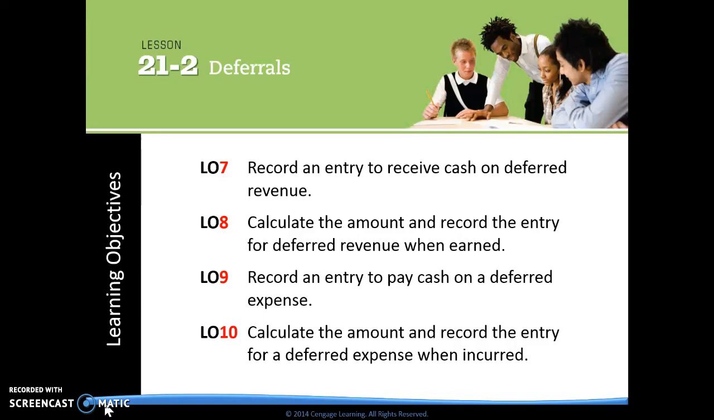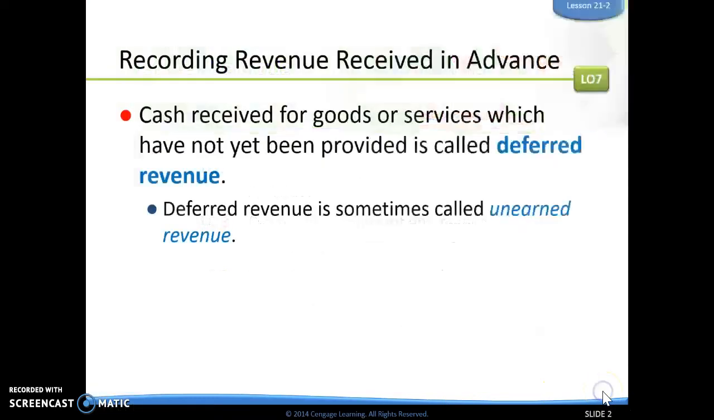Record an entry to pay cash on a deferred expense, and then calculate the amount and record the entry for a deferred expense when incurred.